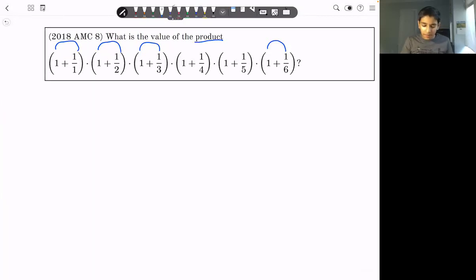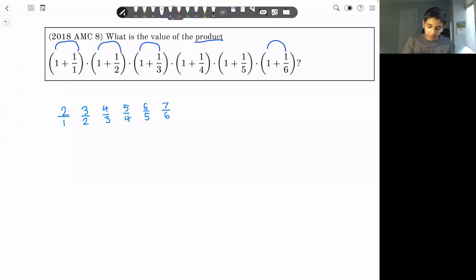So here's something we can try to manipulate from this equation. 1 plus 1 over 1 is just 2 over 1. 1 plus 1 over 2 is 3 over 2. So you guys are seeing what's happening here? 1 plus 1 over 3 is going to be 4 over 3. And 5 over 4 is 1 plus 1 over 4. 6 over 5 is 1 plus 1 over 5. And 1 plus 1 over 6 is 7 over 6.